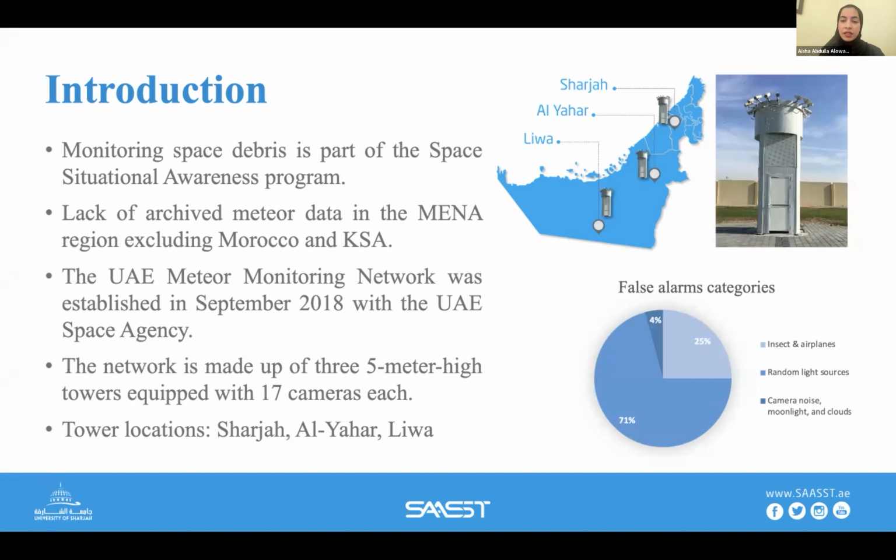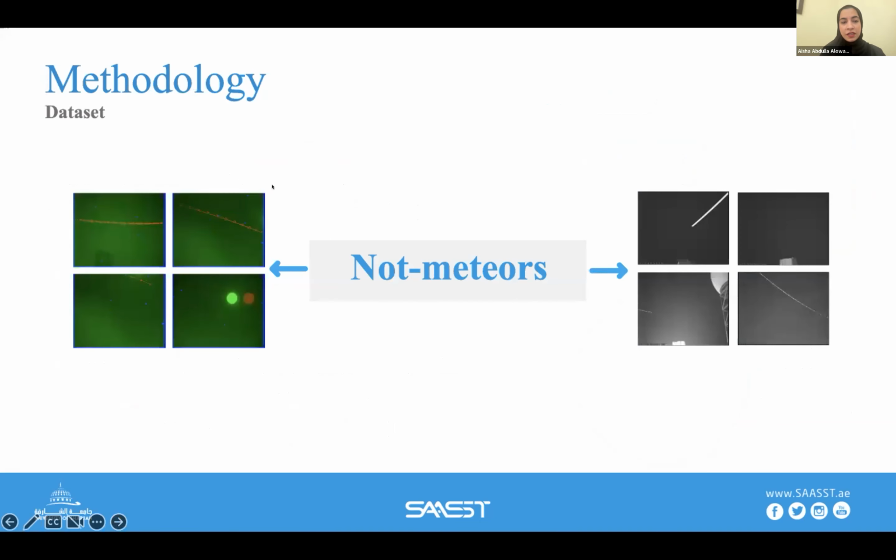The percentages of these types of noise differ from one station to another, depending on the light pollution in each area. So you can imagine the huge amount of data incoming from the Sharjah Tower, given that we are very close to the Sharjah International Airport. So we have a lot of airplanes captured by UFO Capture, since that's the program that we use. Here's an example of what the false data looks like.